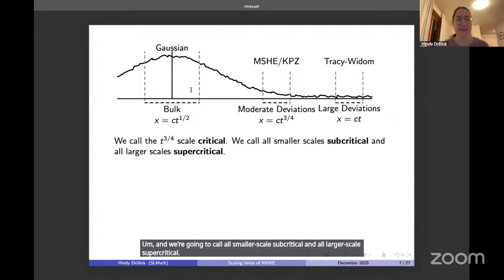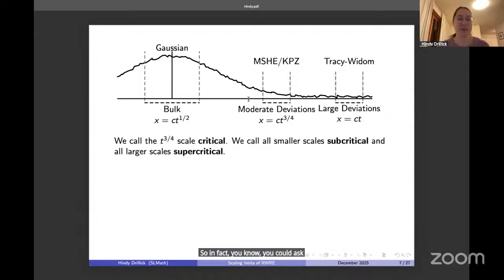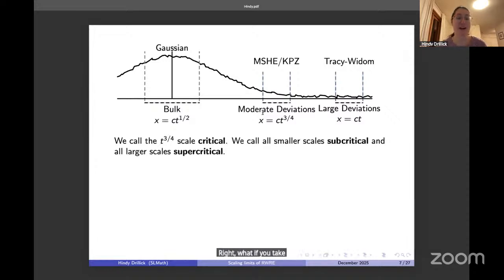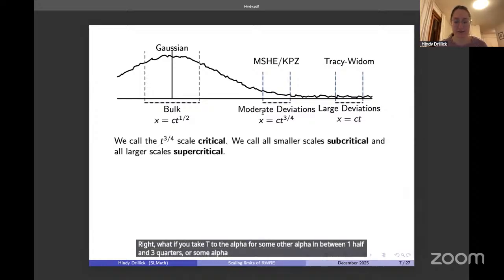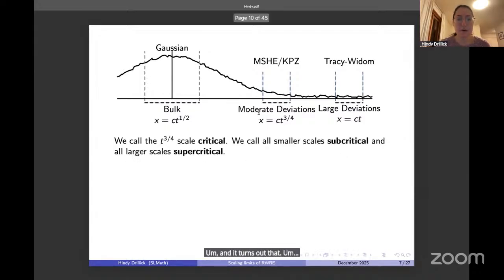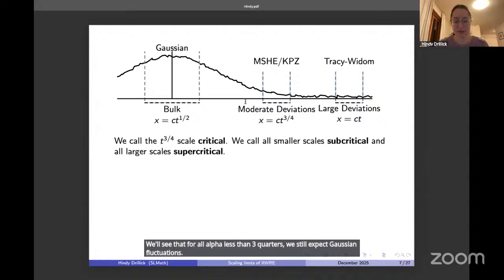So in fact, you could ask what happens for all these scales in between the bulk and the moderate deviation regime. What if you take t to the alpha for some other alpha in between 1/2 and 3/4, or some alpha in between 3/4 and 1? And it turns out that, okay, we'll see that for all alpha less than 3/4, we still expect Gaussian fluctuations. So we'll see this in a second.